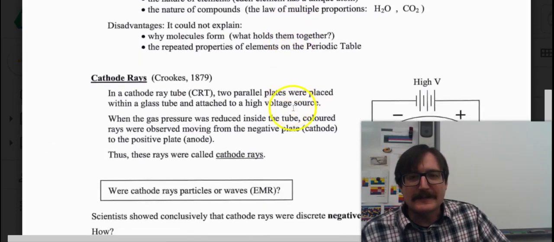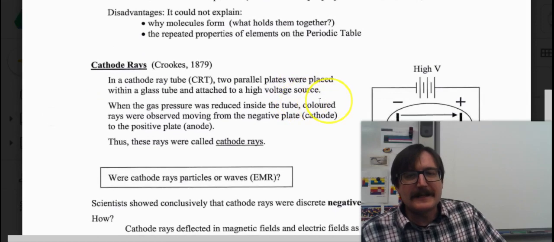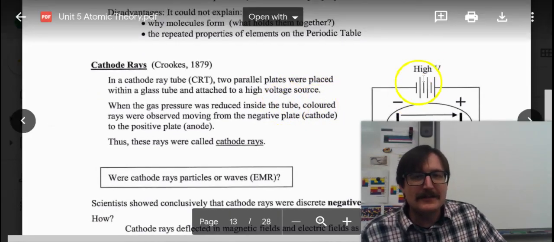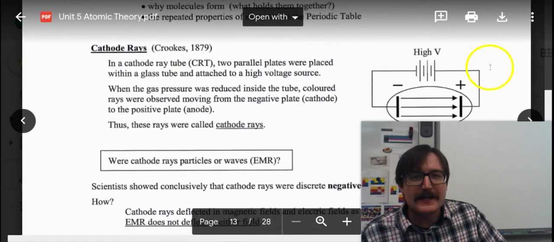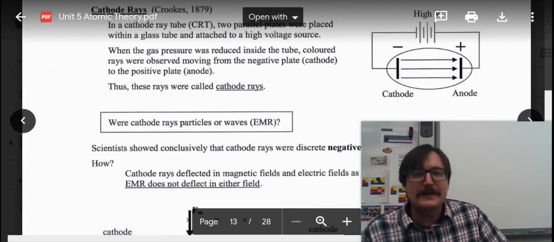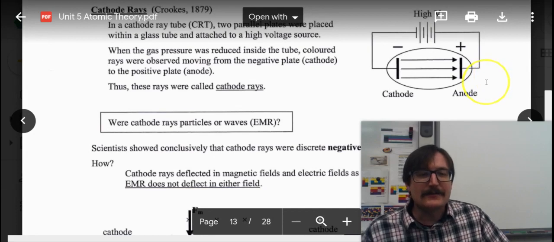All right, cathode rays. Crookes, 1879. In a cathode ray tube, a CRT, two parallel plates are placed within a glass tube and attached to a high voltage source, as shown in the diagram here. When the gas pressure was reduced inside the tube, colored rays were observed moving from the negative plate, the cathode, to the positive plate, the anode. Thus, these rays were called cathode rays.